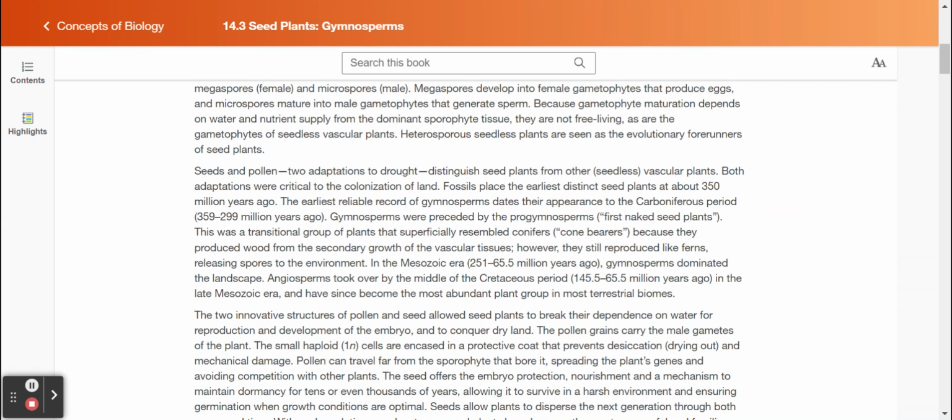In the Mesozoic era, 251 to 65.5 million years ago, gymnosperms dominated the landscape. Angiosperms took over by the middle of the Cretaceous period, 145.5 to 65.5 million years ago, in the late Mesozoic era, and have since become the most abundant plant group in most terrestrial biomes.